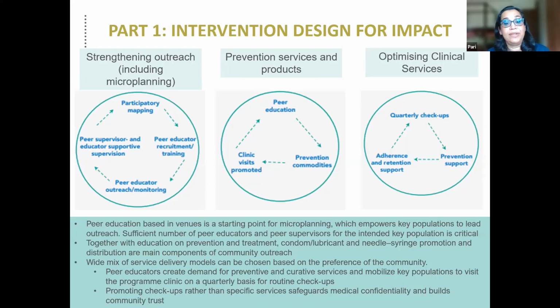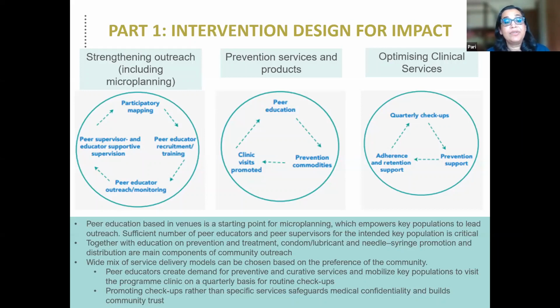Micro-planning helps peer educators to understand individual needs of the key populations in their cohort and plan for each person based on their needs. Together with education on prevention and treatment, condom, lubricant, and needle syringe distribution and promotion are also main components of community outreach. HIV self-testing kits also may be included in outreach. Effective condom, lubricant, needle syringe programming for key populations requires integration and coordination between outreach and clinical services, and it can be supported by regular planning and programmatic monitoring against targets that are set.